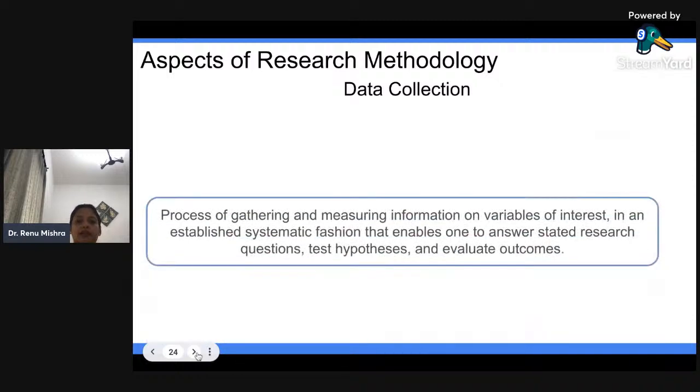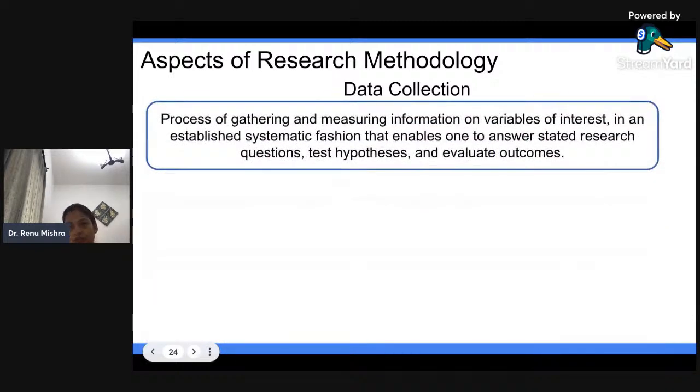Now the next aspect is very important: data collection. We want to conduct research, we want to understand, study and whatnot. But how will you do that? On what will you do that? On data. Basically, data is that piece of information on which you work. The nature of data can be quantitative, and it can be qualitative as well. On that data, you conduct your study.